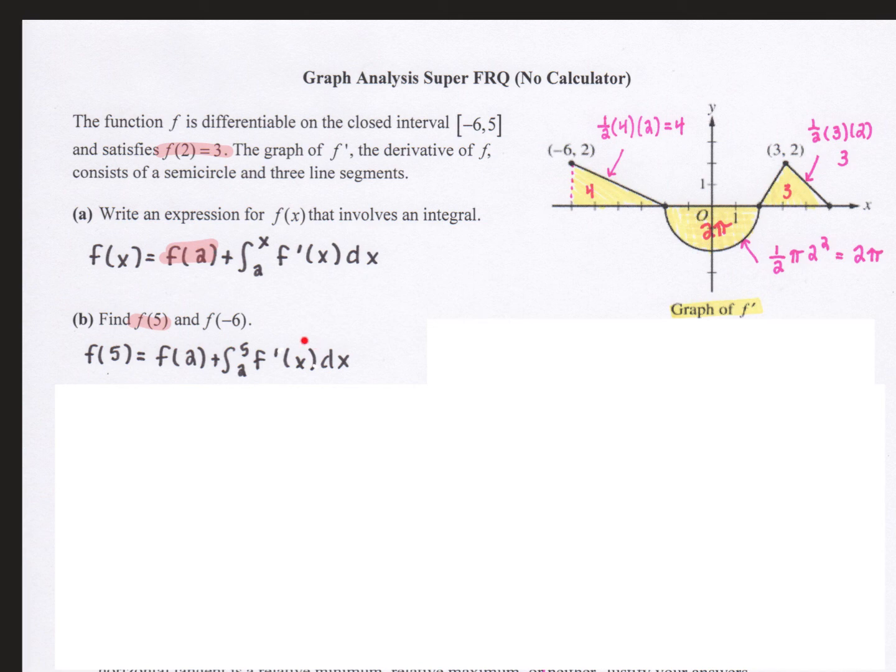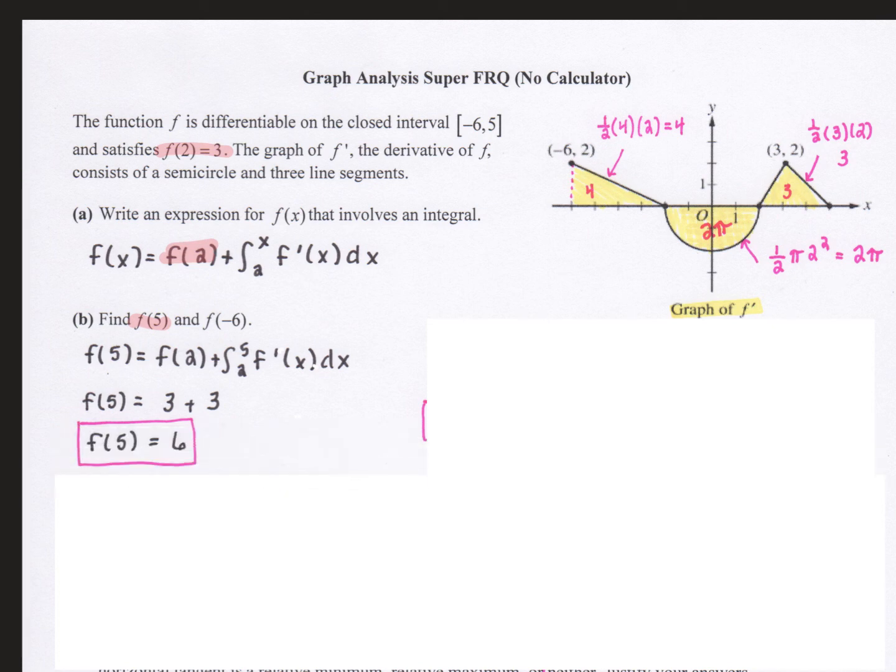So to evaluate my integral, I'm going to take an area approach. I'm going to find the area from 2 to 5, and I've already done that over here. It's just a triangle, so 1/2 base times height. So the value of that integral is just a 3. So f of 2 equals 3, and the value of the integral also equals 3, and 3 plus 3 gives me my answer of 6.